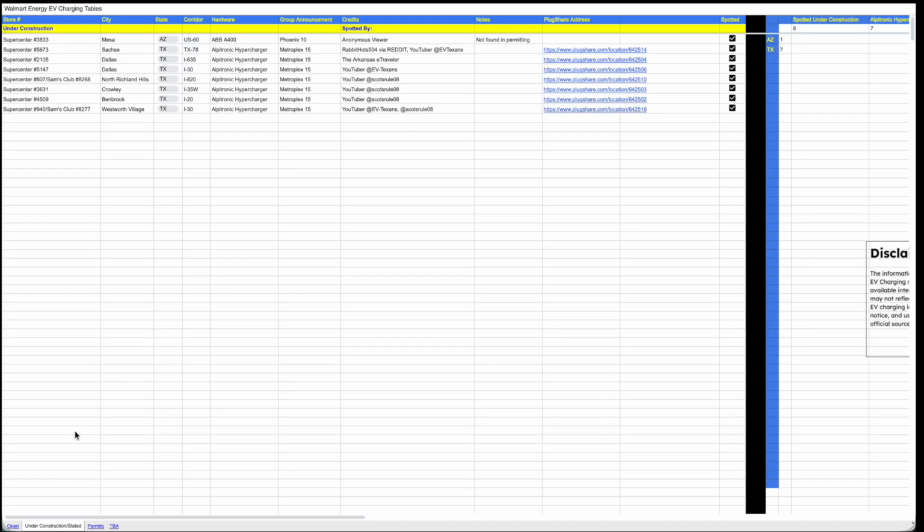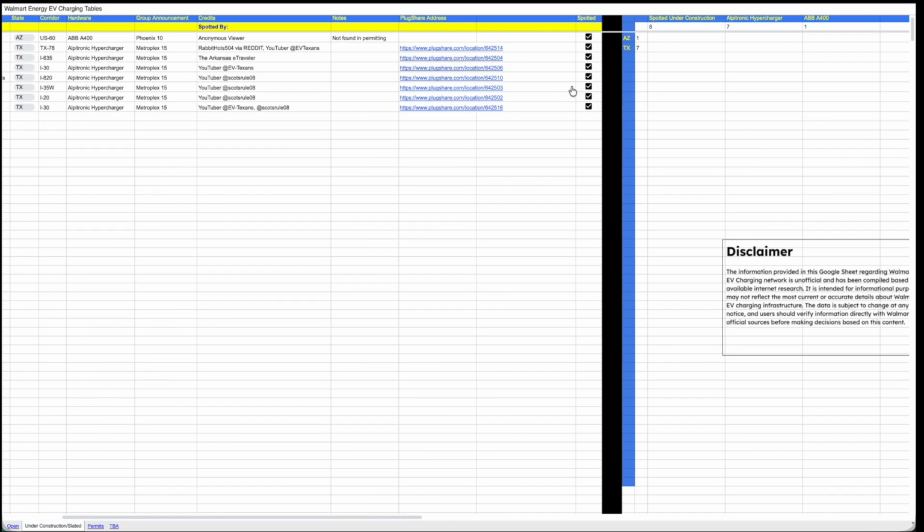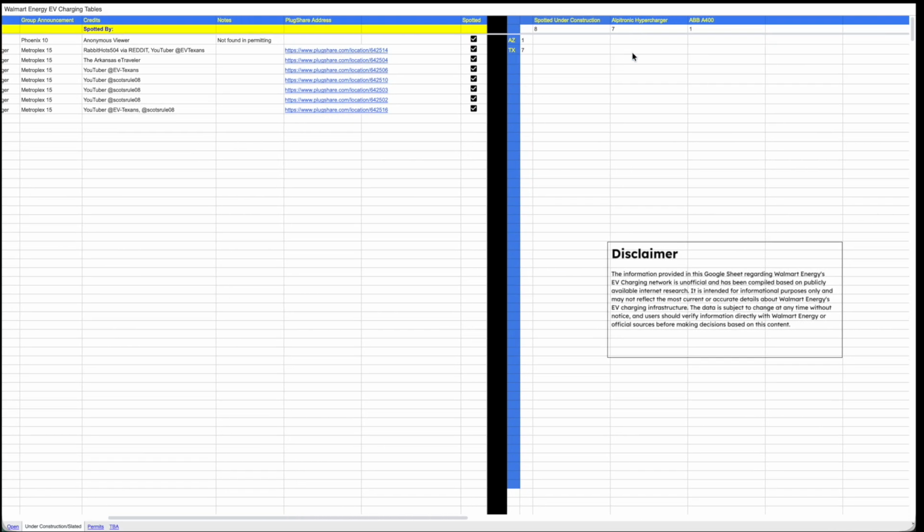If we go to under construction, this pops up. And so here you can see what I know about being under construction. A ton of them in Texas and 1 in Arizona. And you can follow those as well over here on the right: the number spotted under construction, how many of them are using Alpitronic hyperchargers, how many of them are using ABB, and of course, a state by state breakdown of how many are under construction in each state.